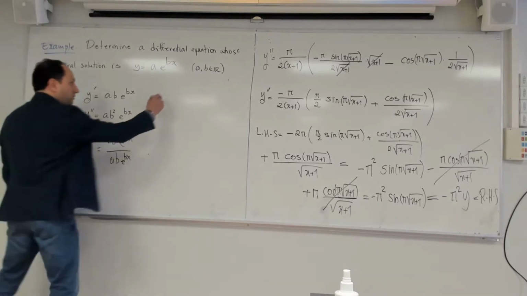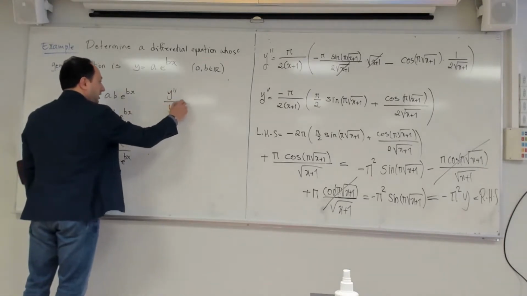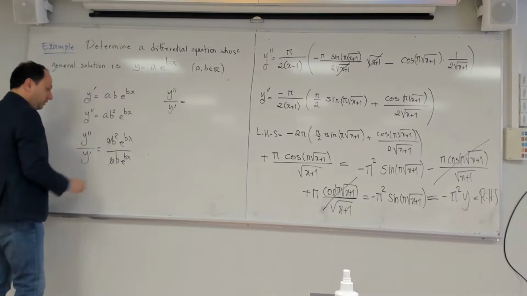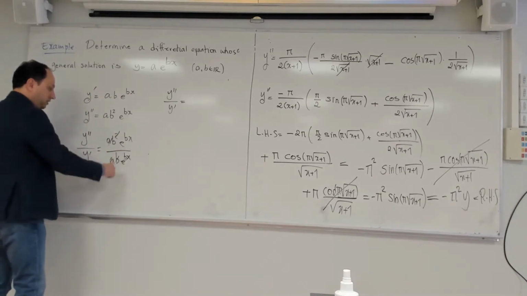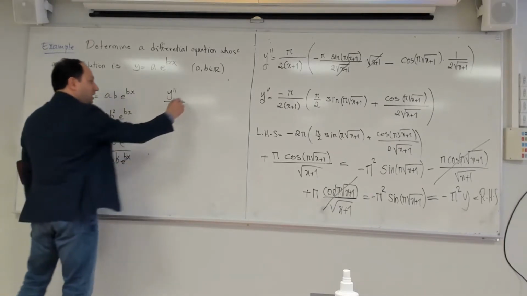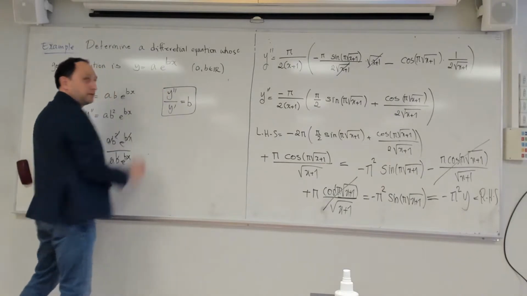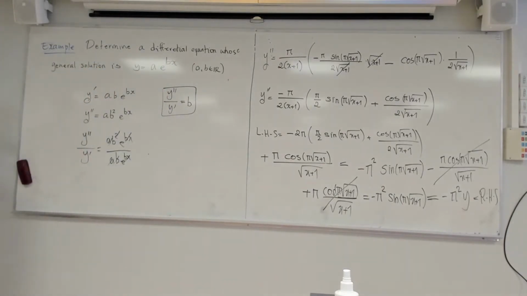So this is y double prime over y prime. On the right-hand side, a and a are gone. B and this one of them is gone. This one and that one are gone. Actually, I found b. Good. This is my b. Yes?